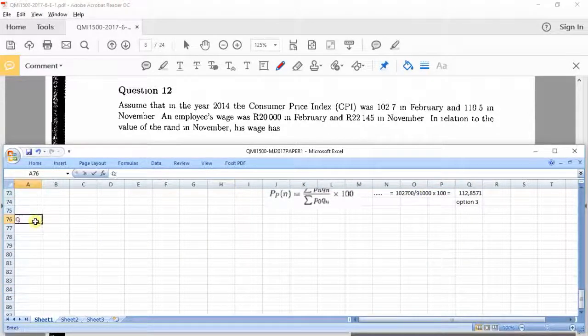Number 12 is looking at CPI. So there's the question. Let's do the calculation here. Question 12: assume that in the year 2014 the CPI was that in February and 110.5 in November. An employee's wage was 20,000 in February and that in November. In relation to the value of the rand in November, his wage was what? His wage in which month though?